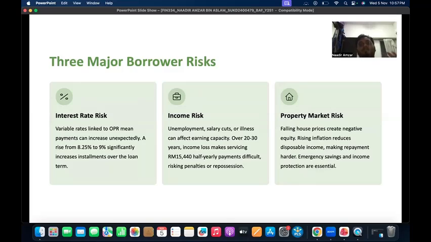Third, property market risk. If property prices fall, the house value might drop below the loan amount. Inflation also reduces disposable income, making repayments harder to manage. To manage these risks, it's important for borrowers to have emergency savings and income protection.